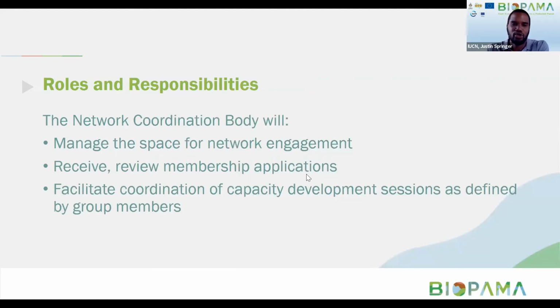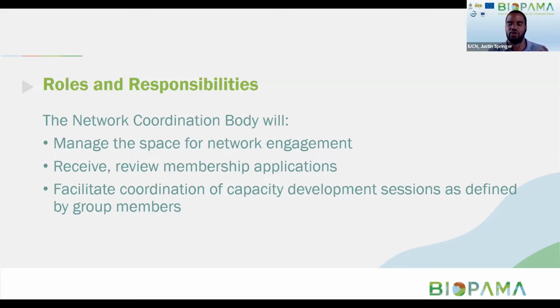So in terms of roles and responsibilities, of course, every group must have structure, they must have rules, they must have roles as persons engage each other. And the idea is that the coordination body would manage the space for network management. We will receive and review all membership applications, whether by the Google form or otherwise. And then we will facilitate the coordination of capacity development sessions by group members, whether they be informal meetings, whether they be workshops.